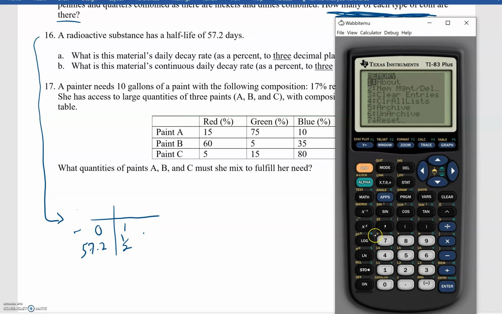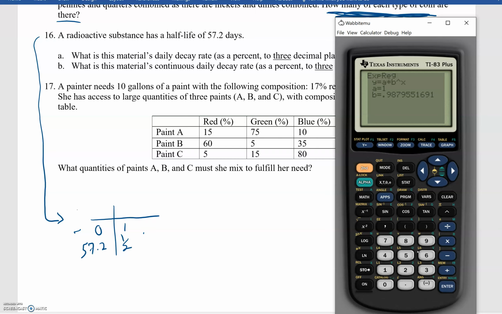I need to clear my list too. Okay, here we go. 0, 57.2, and 1, 0.5. Now I'll do regression. Exponential regression. That's my function, and I also have my factor. So now we can get to the questions.